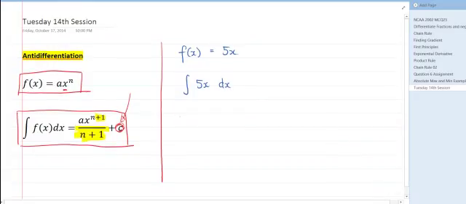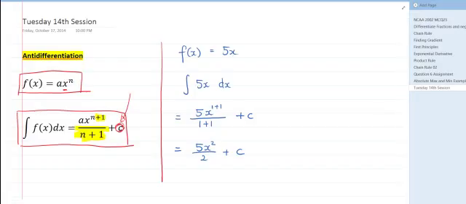What is this equal to? Well, this is equal to, according to the rule, a, which in this case is 5x. Now the power currently is 1, so I'm going to add 1, divided by, which now I've actually got the power plus the 1, so it's just n, which is 1, plus 1. Don't forget the plus c. You must have the plus c when you antidiff it. Okay? This now gives you 5x to the power of 2 over 2 plus c. And voila, you've done the first problem. So the antidifferentiation of 5x is 5x squared on 2.